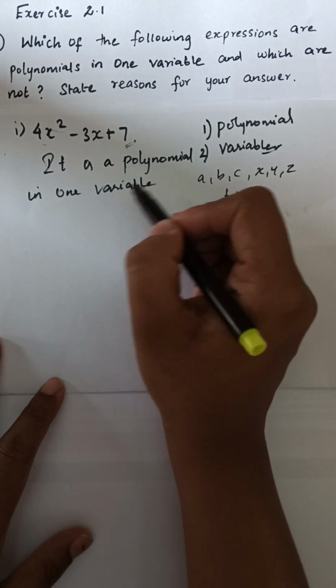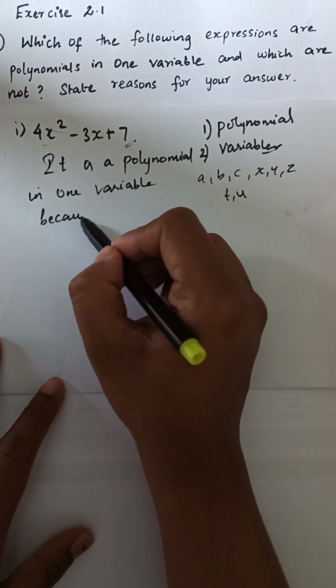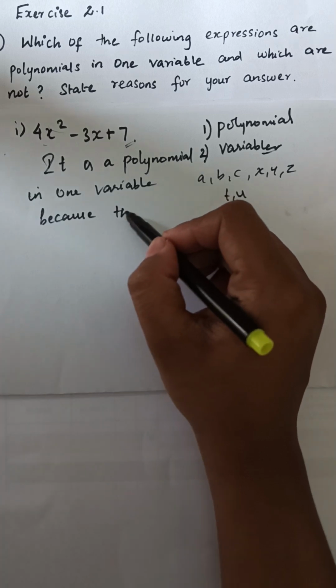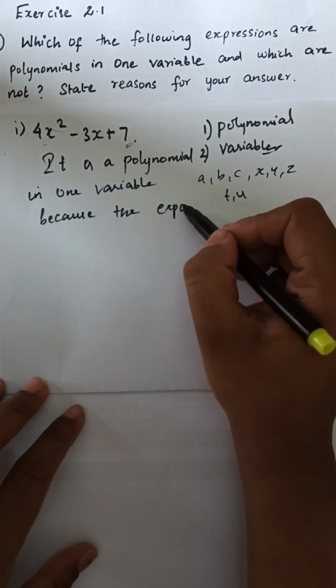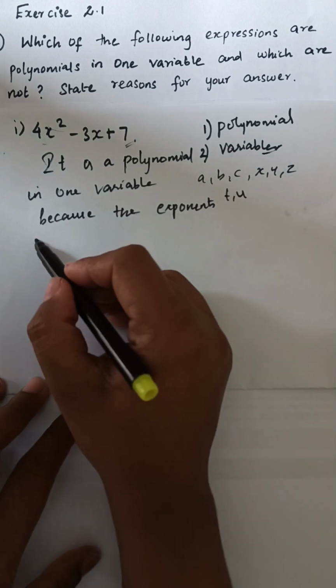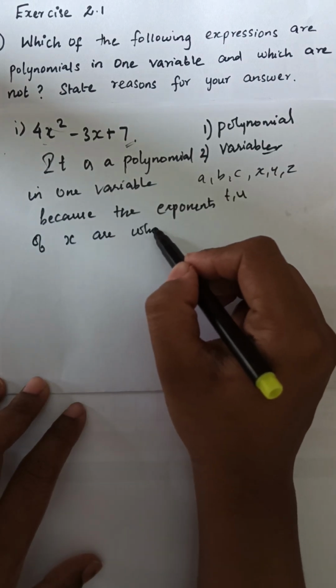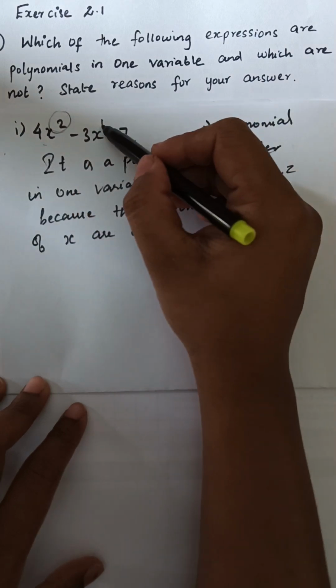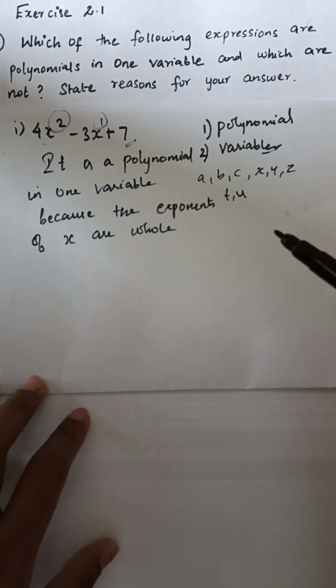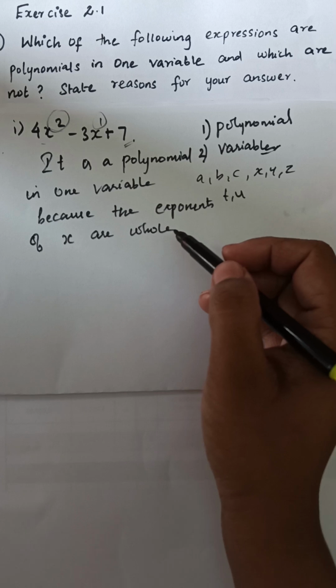Now you have to give a reason, right? Because the exponents of x are whole numbers. Like see the power, everything is a whole number. That's it.